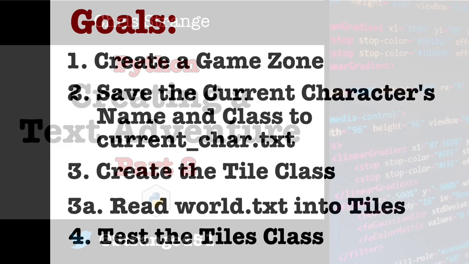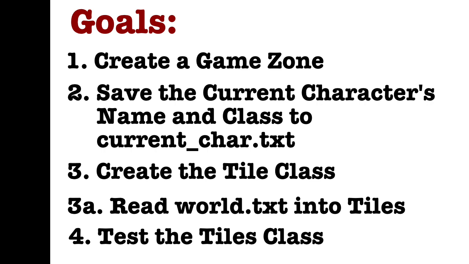In this video, I'm going to discuss how to, first, create a game zone. Second, save the current character's name and class to a file, in this case current char.txt. Third, create the tiles class and use it to read in the data in world.txt. Fourth, I'm going to test the tiles class. That may not sound like much, but it's quite a lot.